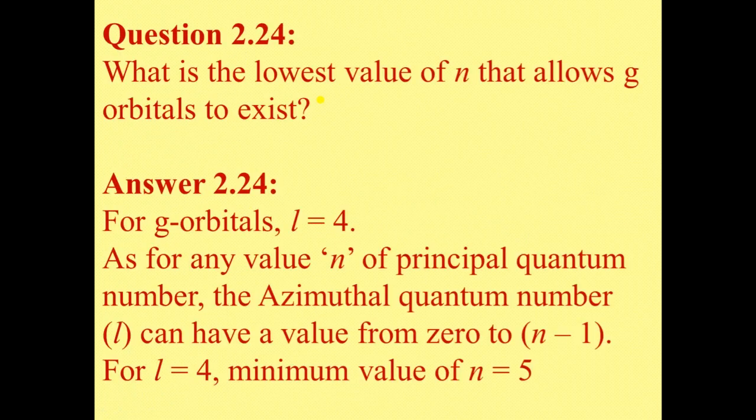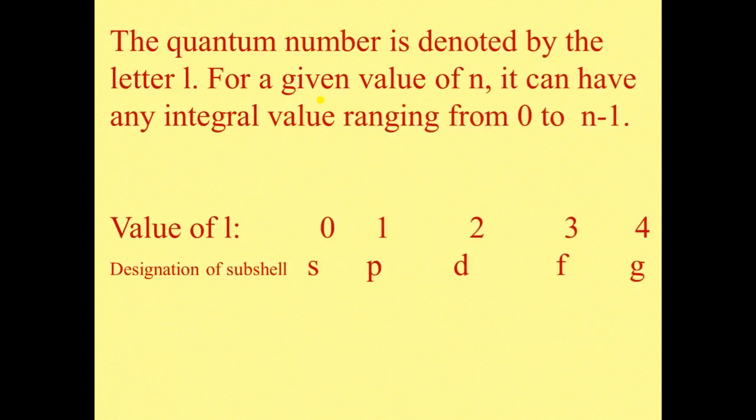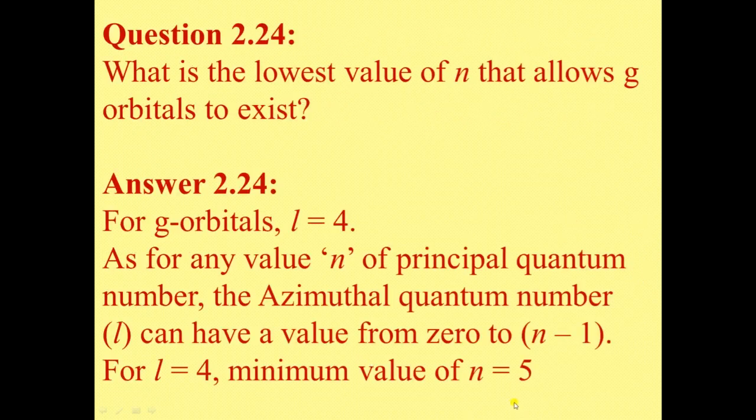Now we will discuss homework of lecture number 11. Question number 24, what is the lowest value of n that allows g orbital to exist? So for s subshell, value of l is 0. For p, 1, d, 2, f, 3 and for g it is 4. Now the formula to determine value of l is 0 to n minus 1. If value of l is 4, that means value of n is 5. So 5 minus 1 is equal to 4. That is why value of l is 4 for g subshell and value of n is 5.